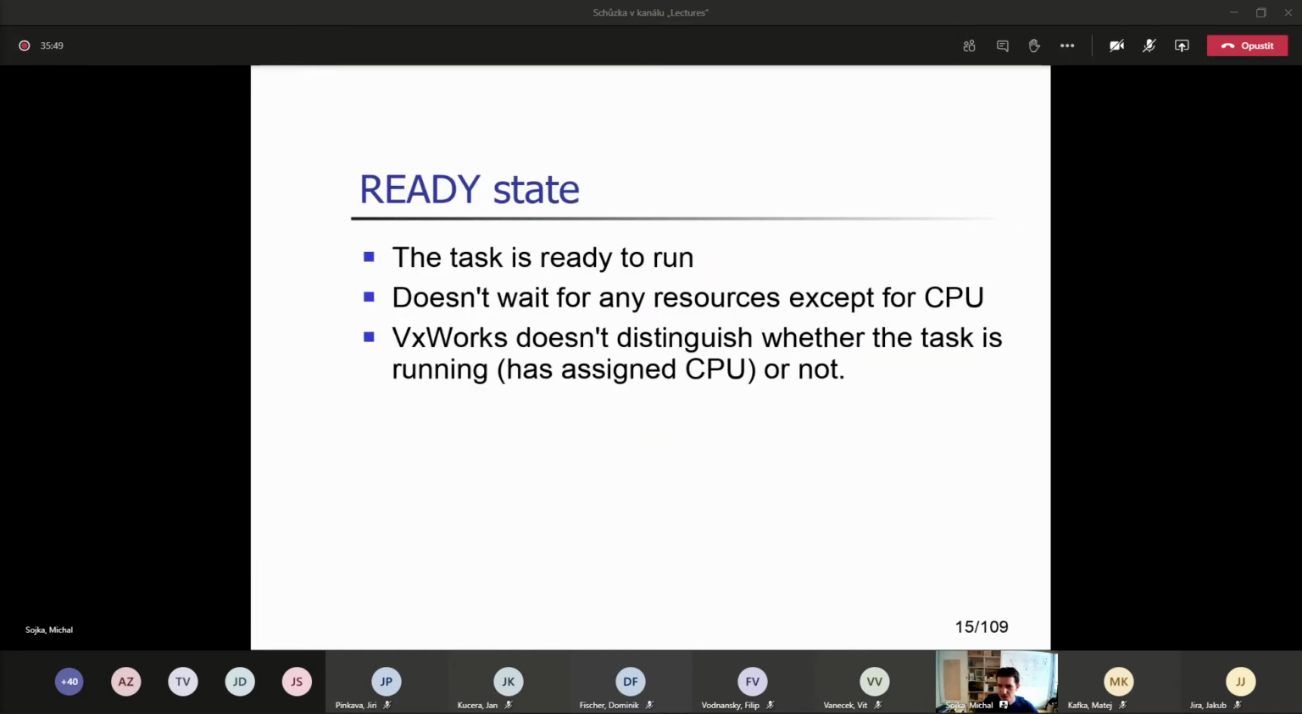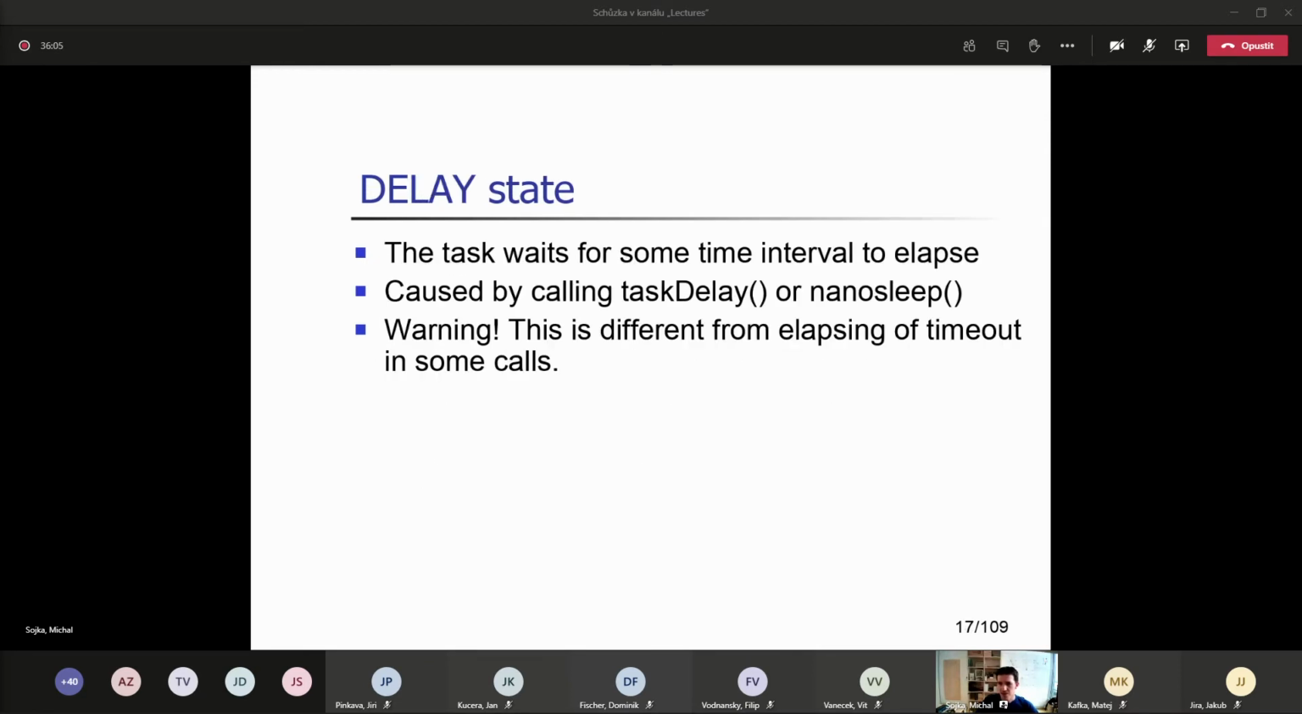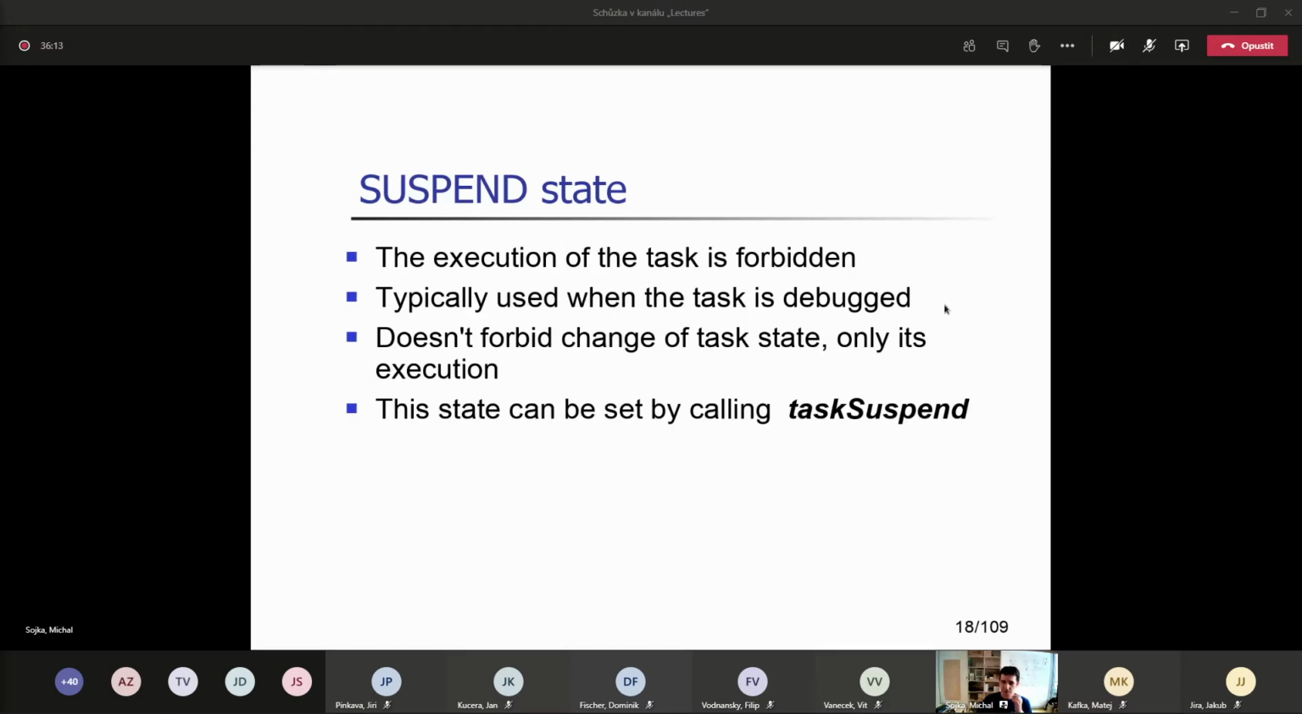I think I have those states described here, but I have already said most of what's written here. So yeah, pending state, semaphore, message queues. If you are waiting for something, then you go to the pending state. Delay state is if you go for task delay or nanosleep. Suspended state is when the task is first created or when you call task suspend function. I think it's used very rarely. Normal applications do not need it.